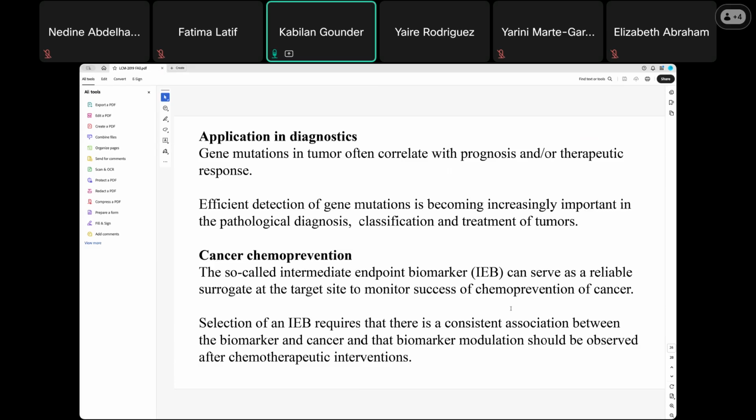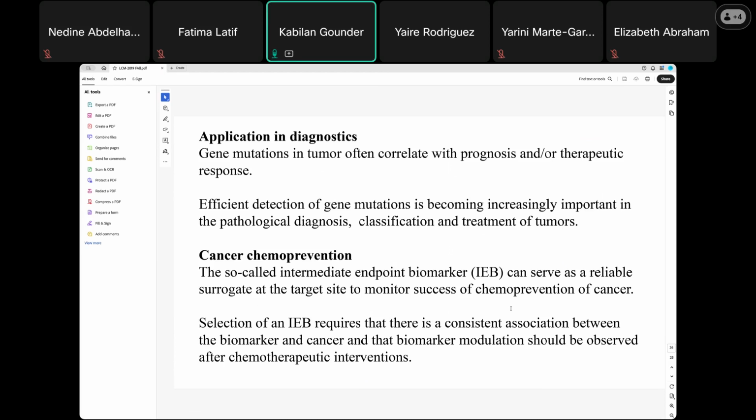The next is cancer chemoprevention. The so-called intermediate endpoint biomarker can serve as a reliable surrogate at the target site to monitor success of chemoprevention of cancers. The selection of an intermediate endpoint biomarker requires that there is a consistent association between the biomarker and the cancer, and that biomarker modulation should be observed after chemotherapeutic intervention.